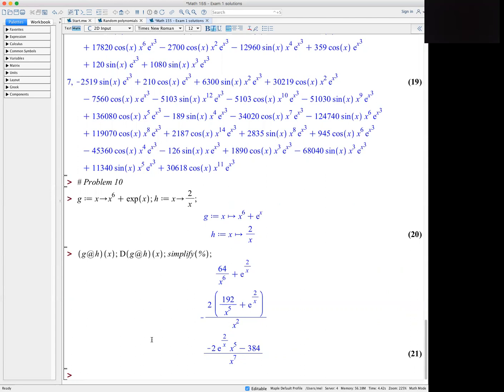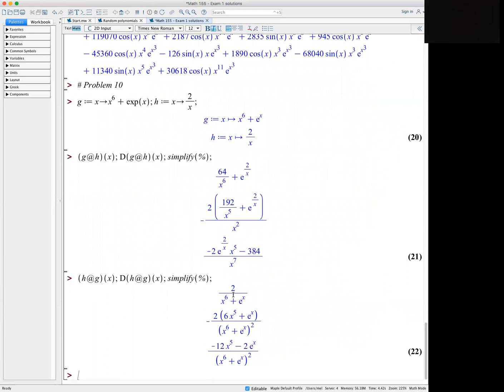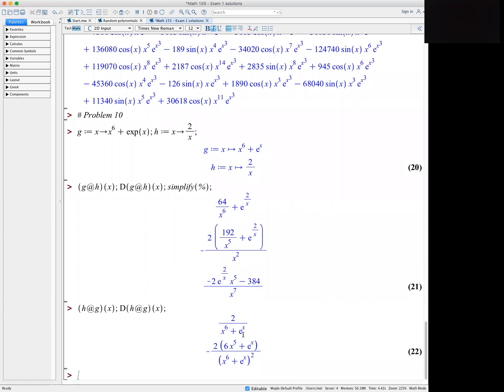And if you compose in the opposite order, you get a completely different function. So if you take h composed with g, this is the composite function, and it's not really very much simpler, so I can forget this. And this is the derivative.